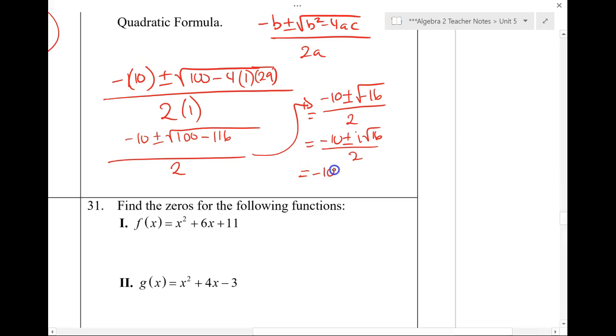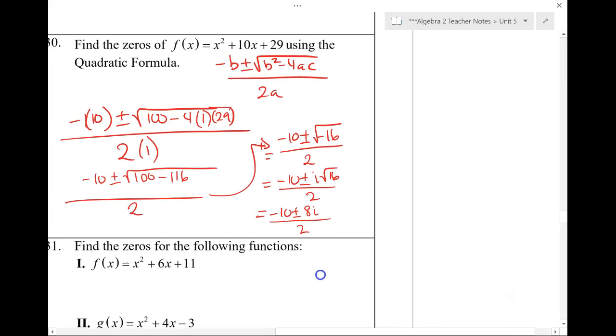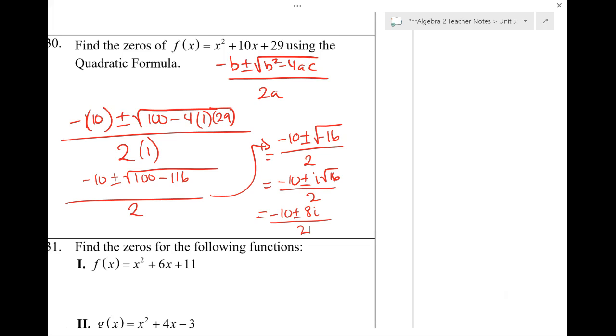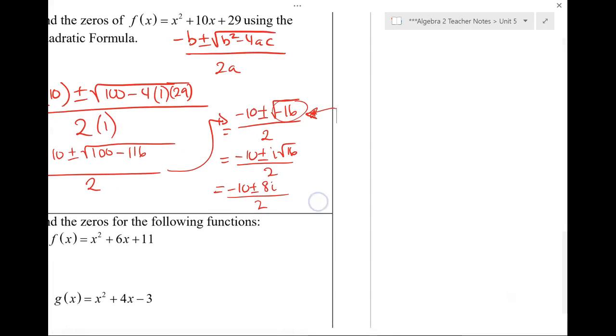So now I have 10 plus or minus the square root of 16 times i, which would be 8 times i over 2. So now we've got a complex, or imaginary, number to deal with. And if you remember, when you have a discriminant that's less than 0, you're going to have two imaginary numbers, and that's why we end up with i here, because the discriminant is negative 16 up here in this step. So that's why we end up with i in our solution.